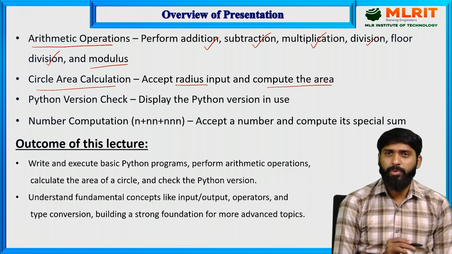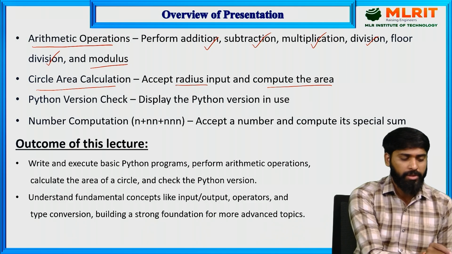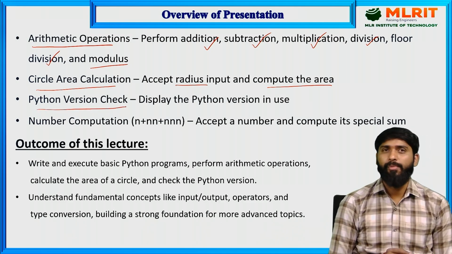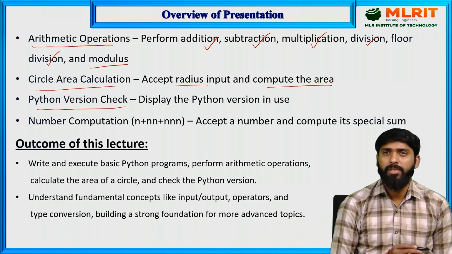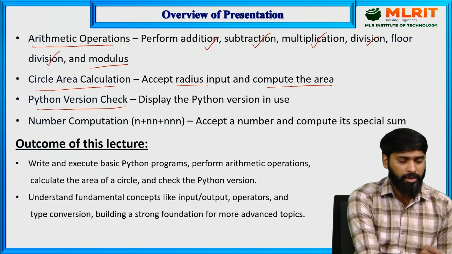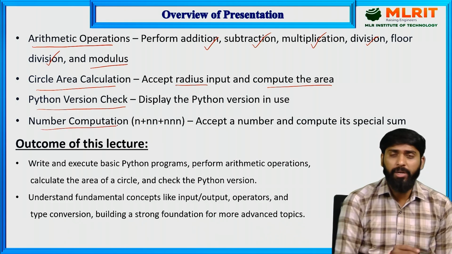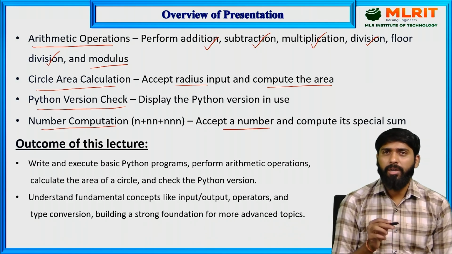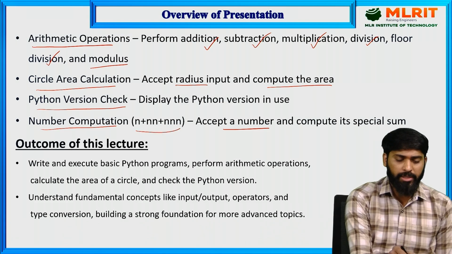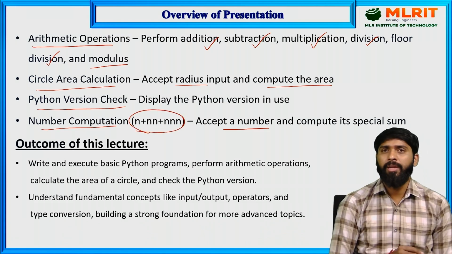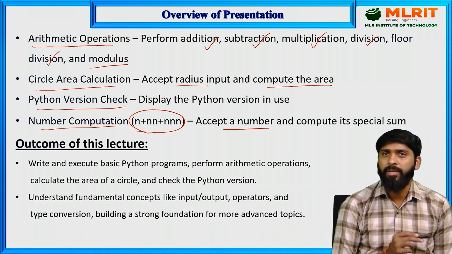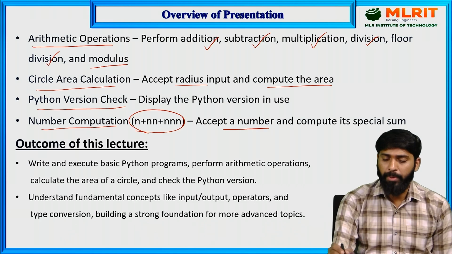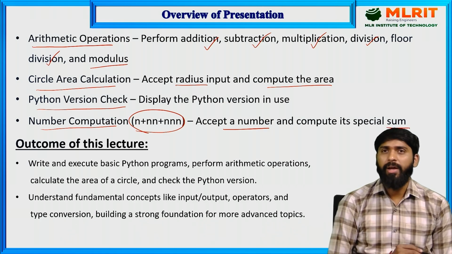The third program is related to printing the Python version, so it displays the version that you are using in your computer. Program 4 is related to number computations. We are going to read one number, accept a number and compute its n plus nn plus nnn, and we are going to print the sum of the n here.